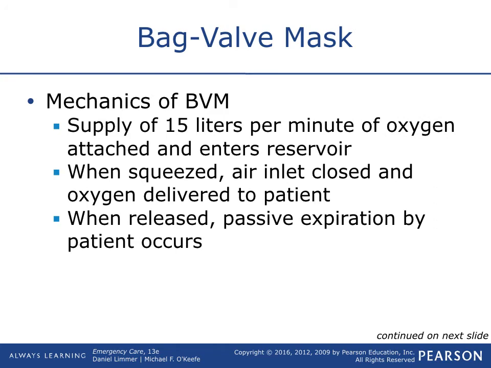Mechanics: a supply of 15 liters per minute of oxygen is attached and enters the reservoir. When we use a BVM, we hook it up to the oxygen tank and fill that bag up at 15 liters. A non-rebreather mask is different from a bag valve mask, but you can typically go 15 liters on down. With a BVM at 15 liters, the air is flowing through, so they're getting passive air too, and when you're breathing for them, it gives more power. When squeezed, the air inlet closes and oxygen is delivered to the patient. When released, passive exhalation by the patient occurs.